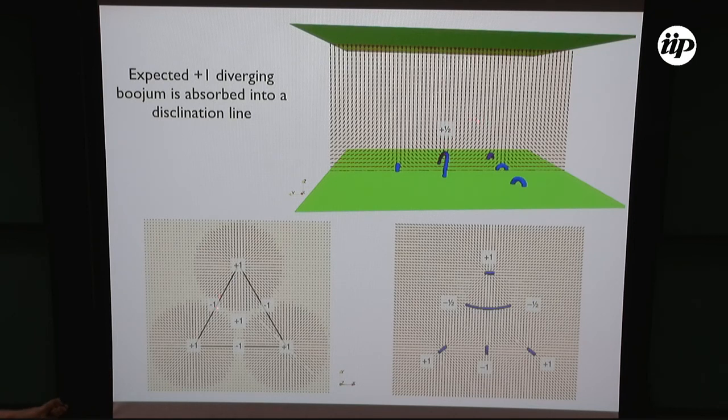And that replaces these 3 defects here. So far in the numerics, this +1 diverging that I expected hasn't shown up yet. And I'm still exploring why exactly that should be.